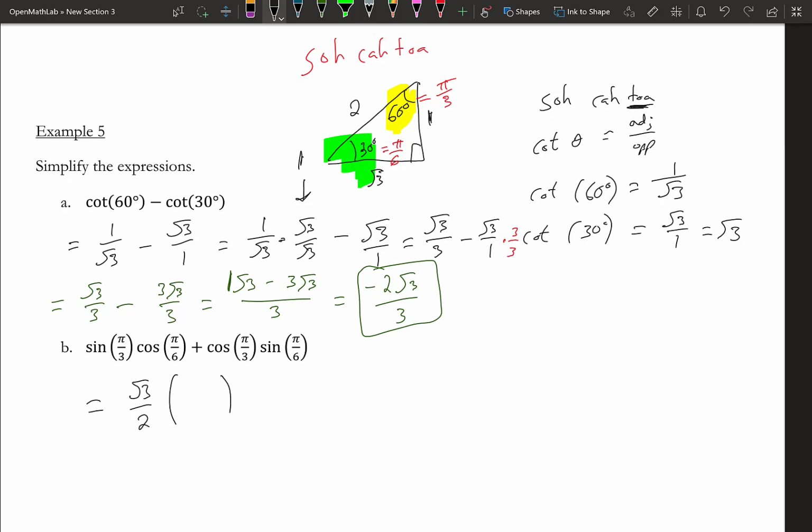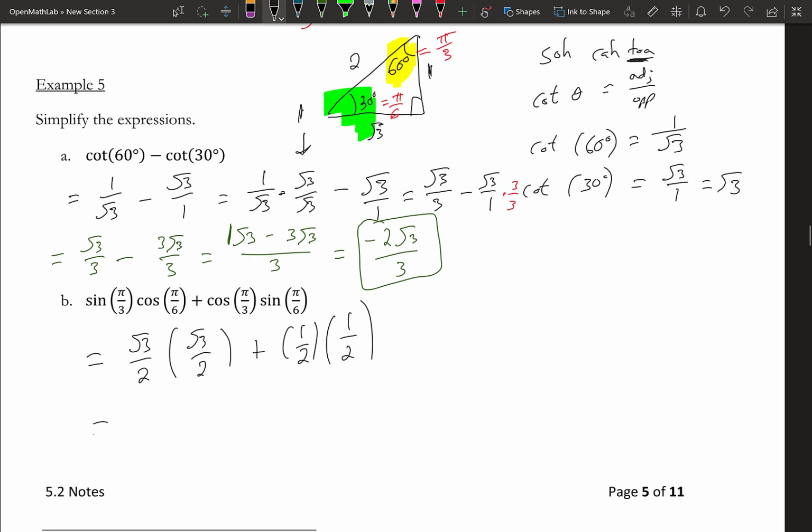And then we're multiplying that times cosine of pi over 6. So cosine of pi over 6, we would be focusing in here on the green angle. So that would be the adjacent, which is radical 3 over the hypotenuse, which is 2. And then I'd have plus. And then the cosine of pi over 3 would be, we're looking at the yellow angle now, right? And then the adjacent would be 1. Hypotenuse is 2, so this would be 1/2. And then sine of pi over 6, so we're focusing on the green 30-degree angle. So sine is opposite, which is 1, over the hypotenuse, which is 2, right?